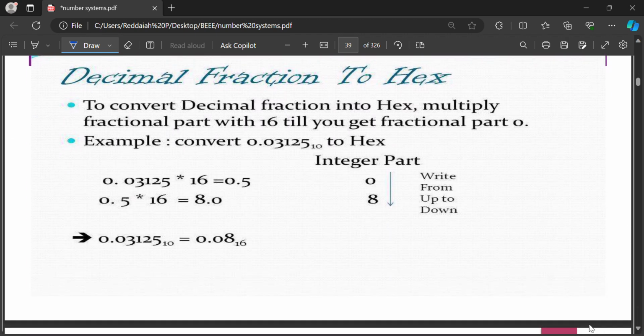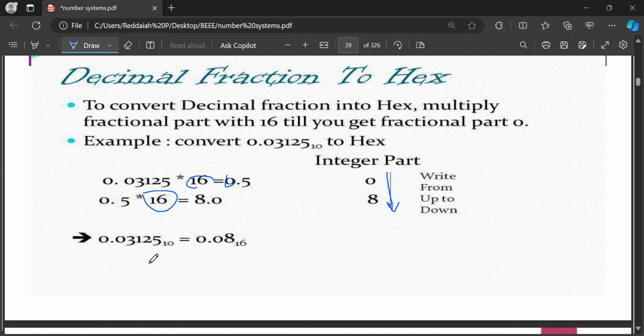Similarly, to convert a decimal fraction to hexadecimal, we have to multiply by 16. Suppose 0.03125, if you multiply by 16, you will get 0.5, and 0 will be considered. 0.5 again will be multiplied by 16. That is 8. So 0 and 8, written from up to down. That is decimal fraction to hexadecimal.